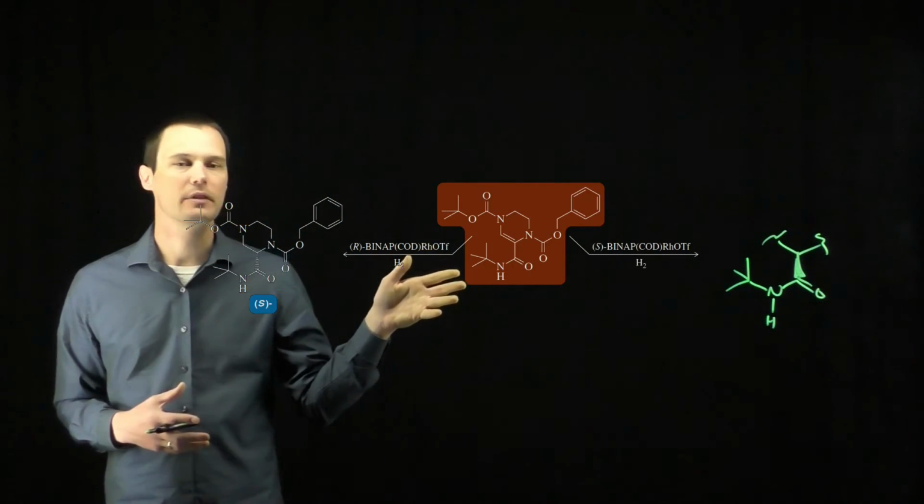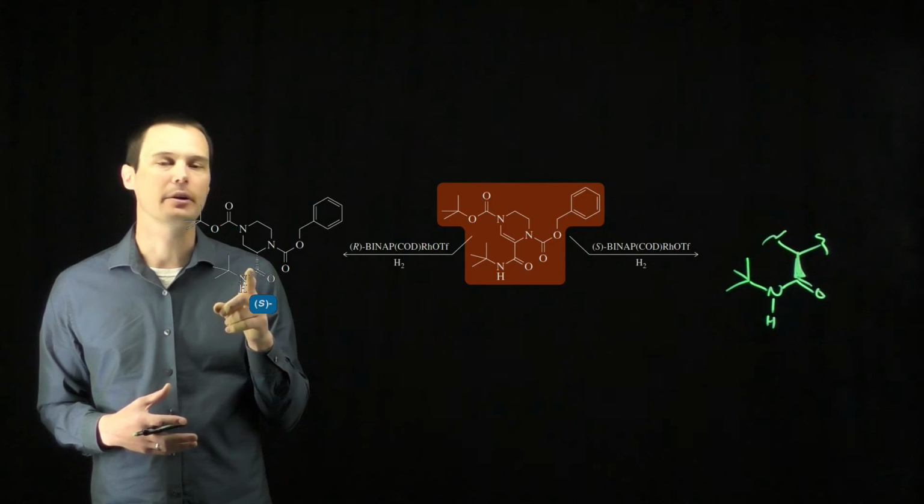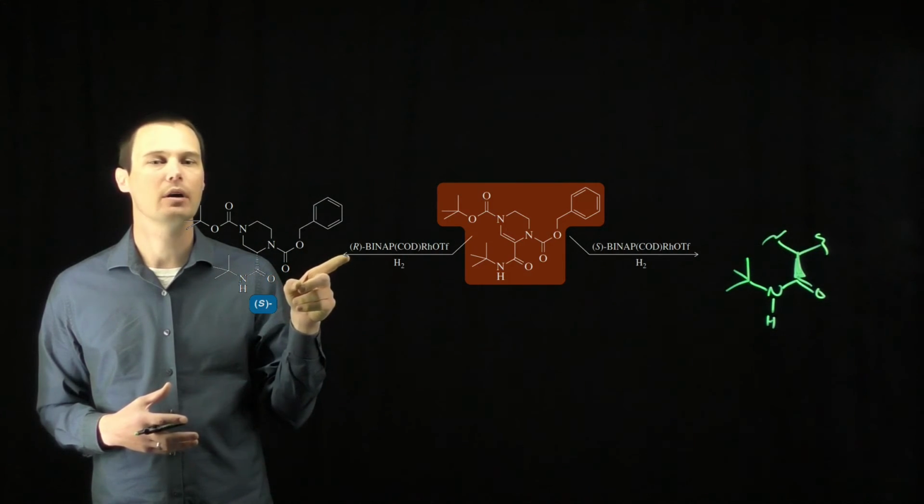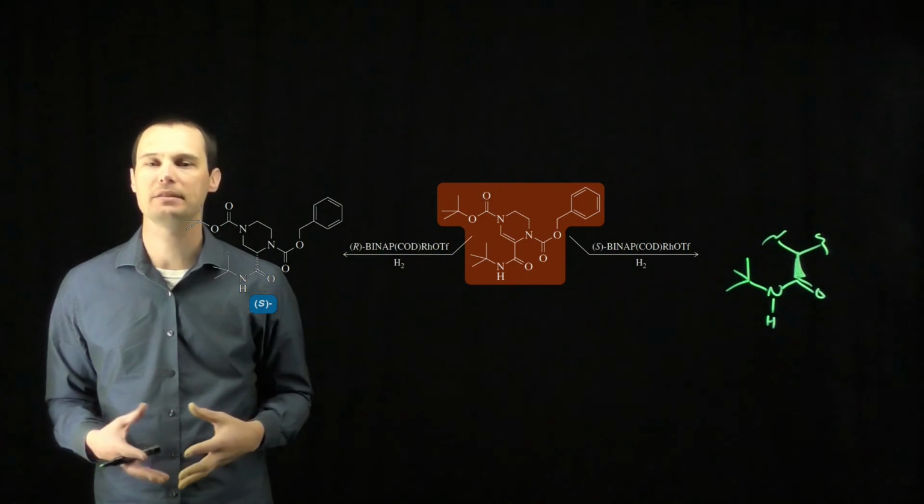With the opposite version of the catalyst, we get the opposite version of the stereocenter. It was on a dash with the R version of the catalyst. It will be on a wedge with the S version of the catalyst.